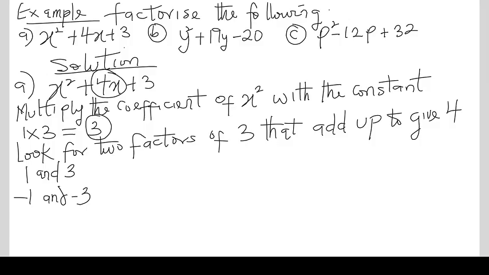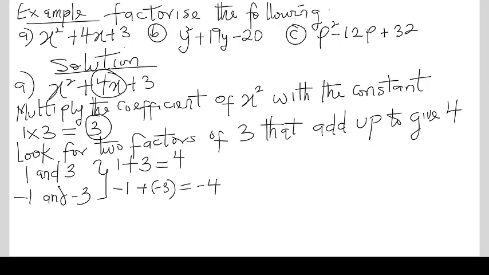So out of these factors that I've gotten, which of them can I add up to give me 4? Because 4 is the coefficient of x as we have here. Now let me try the first one. The first one is going to be 1 plus 3. Of course, it's going to be equal to 4. Now let's try the second one. -1 plus -3. Don't forget we are adding them up. So -1 plus -3 is going to be -1 minus 3, and that is going to be -4.